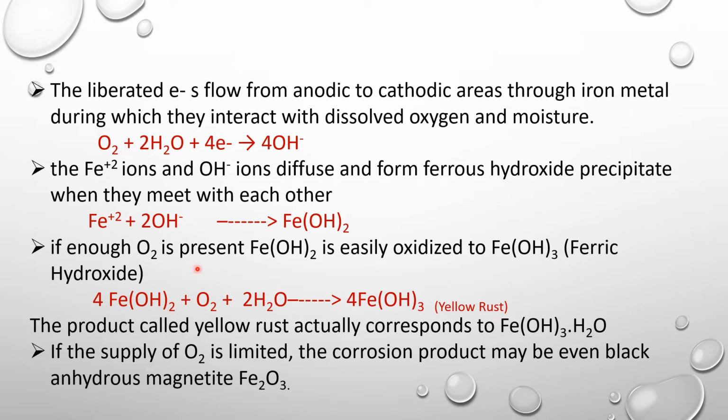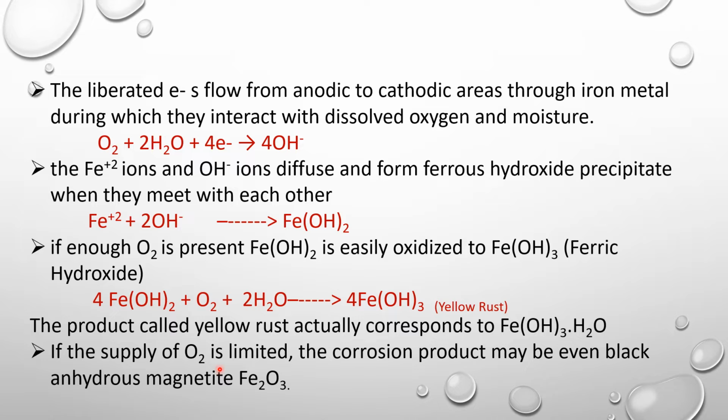If enough oxygen is present, then this Fe(OH)2 is easily oxidized to Fe(OH)3, that is ferric hydroxide, which is also called yellow rust. As shown in this reaction, 4Fe(OH)2 plus O2 plus 2H2O, that is in the presence of oxygen and moisture, it gets converted to ferric hydroxide, which is known as yellow rust. The product called yellow rust actually corresponds to Fe(OH)3·H2O.